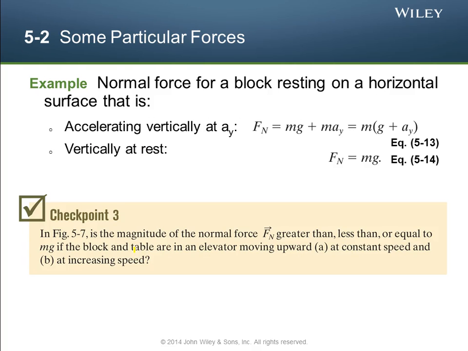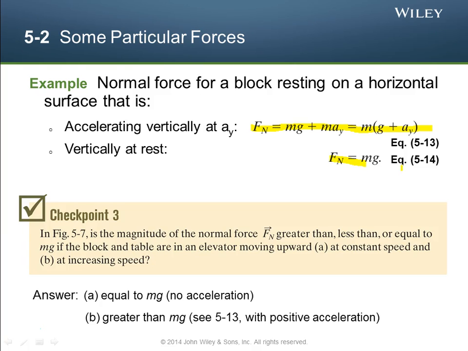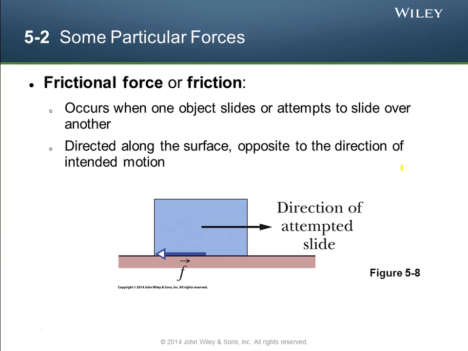Oftentimes, we'll look at some of the forces in the y direction, and so we get this nice equation here that the normal force is equal to the weight plus the mass times acceleration, which typically we're not accelerating in the y direction, so the normal force is going to be equal to mg. Looking at this little check here, we see that we're equal to mg when there's no acceleration, but we're greater than mg with positive acceleration. So if we have positive acceleration, our normal force is going to be greater.